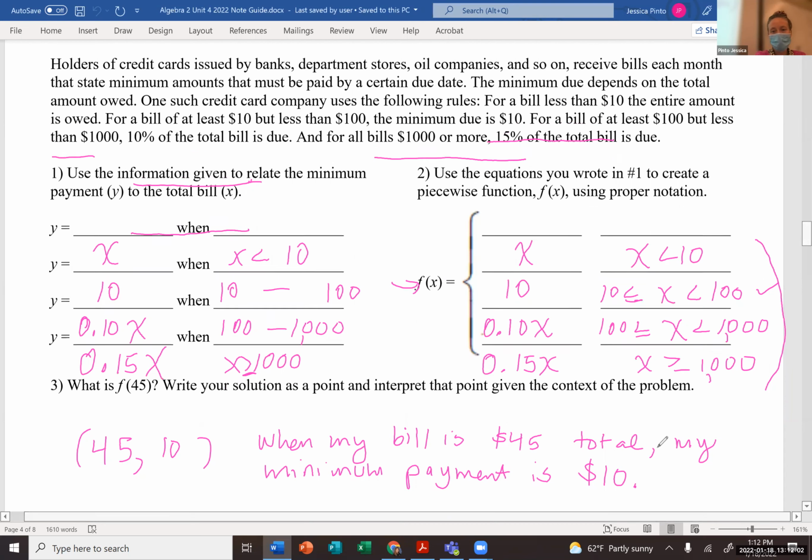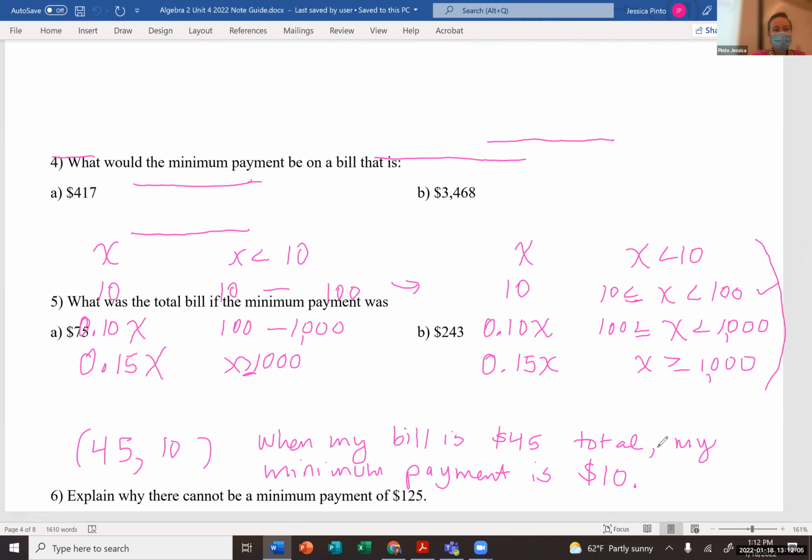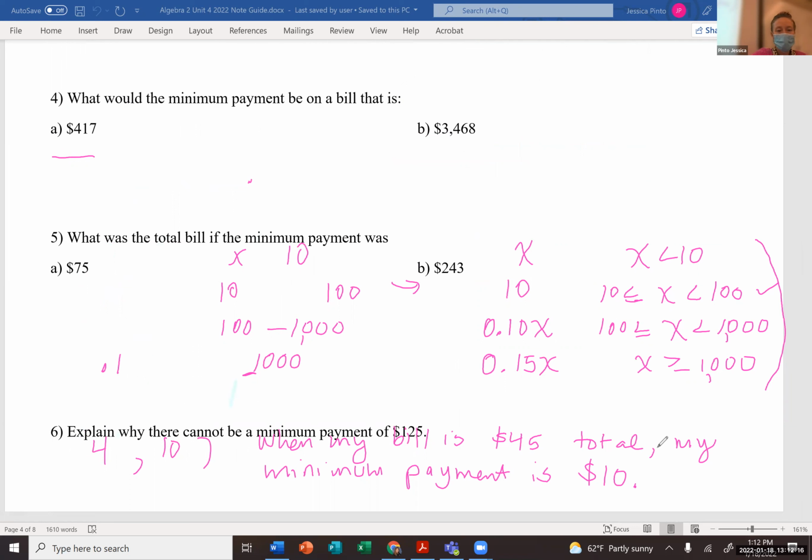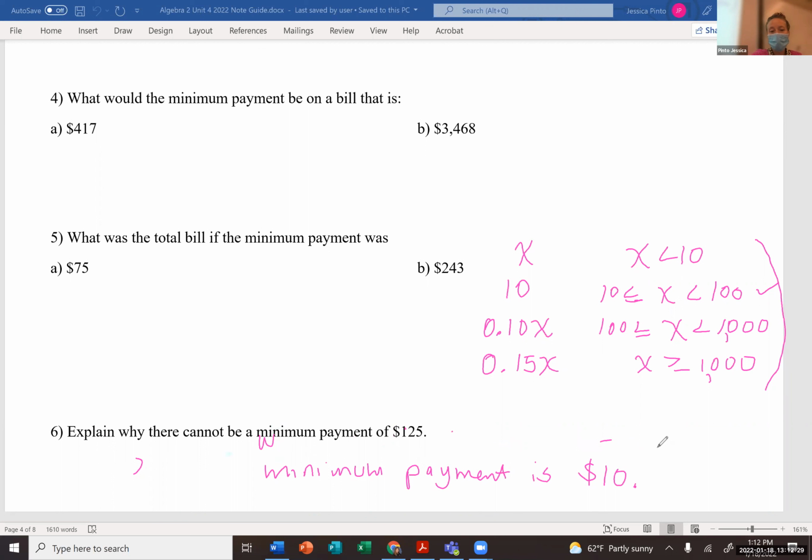Next, what does it say that is going on next? Okay, so for number 4, it says, what would the minimum payments be on these different bills? Okay, so I'm going to erase the stuff that's not relevant. I'm just keeping my equation so I can see it. You guys can already see yours. So for 417, it is between 100 and 1,000. So I'm going to use the 0.10x. And hopefully for you guys doing that 0.10, you just move the decimal place over once.